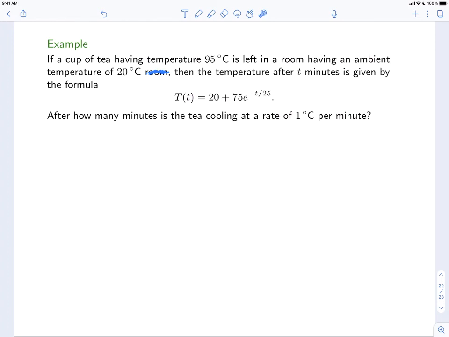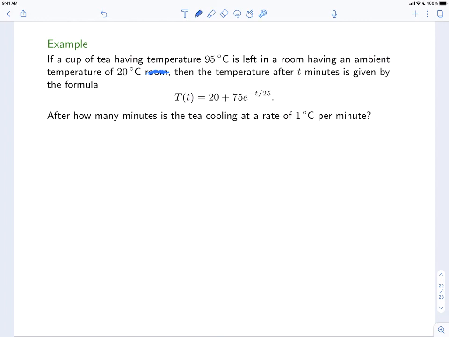T at t is equal to 20 plus 75 times e to the negative t over 25. So the capital T is the temperature and the lowercase t is the time. So the temperature after t minutes is equal to 20 plus 75 times e to the negative t over 25. This formula follows from Newton's law of cooling. So the question that we're asked is that after how many minutes is the tea cooling at a rate of 1 degree Celsius per minute?